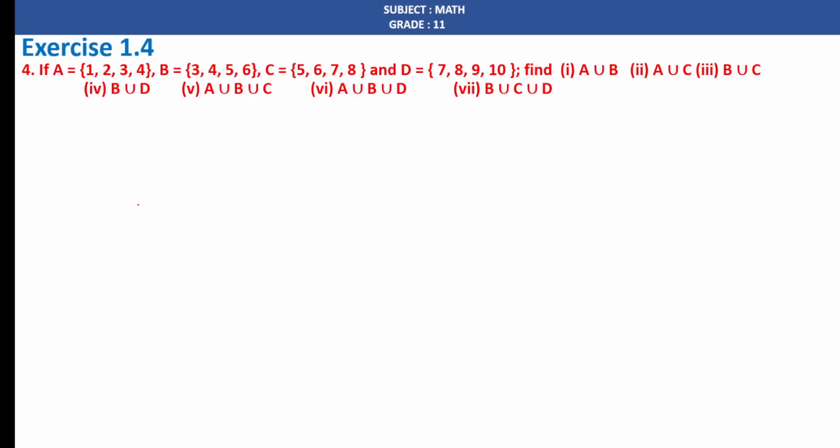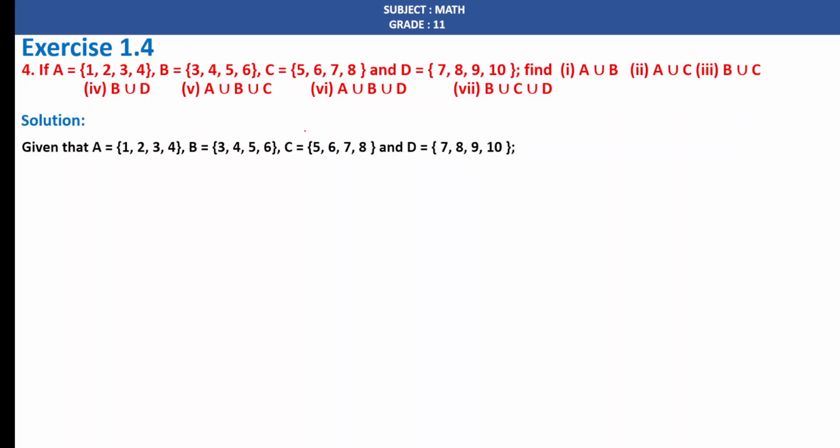If A is equal to {1, 2, 3, 4}, B is equal to {3, 4, 5, 6}, C is equal to {5, 6, 7, 8} and D is equal to {7, 8, 9, 10}. We need to find A union B, A union C, B union C, B union D, A union B union C, A union B union D, B union C union D. Solution.